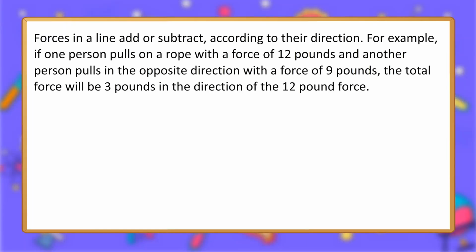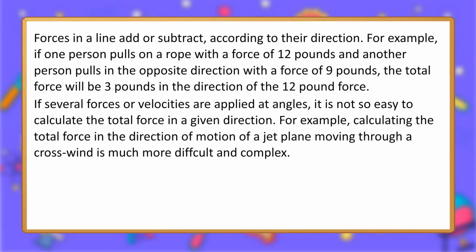For example, if one person pulls on a rope with a force of 12 pounds and another person pulls in the opposite direction with a force of 9 pounds, the total force will be 3 pounds in the direction of the 12-pound force. If several forces or velocities are applied at angles, it is not so easy to calculate the total force in a given direction. For example, calculating the total force in the direction of motion of a jet plane moving through a crosswind is much more difficult and complex.